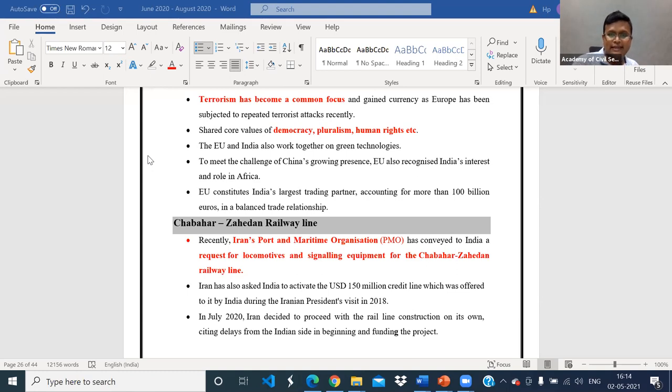Now, recently, Iran's port and maritime organization has conveyed a request to India for locomotives and signaling equipment for the Chabahar-Zahedan railway line. There is a new railway line established by Iran between Chabahar port and Zahedan city. They have requested us to help them with the railway signaling equipment because India has a good railway network and we can provide them the technology and the products of railway signaling. Because the signal, you might have seen the red and green color signals. And locomotives, that is the railway engines also.